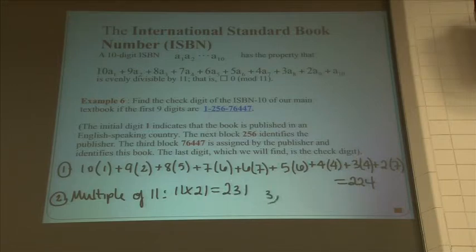So, for your last step, you gotta take 231 minus 224, and that gives you 7. So 7 is your check digit. That's the number you have to add to 224 to get to the next multiple of 11.